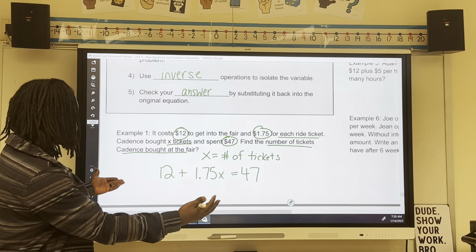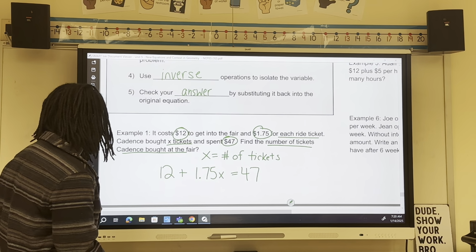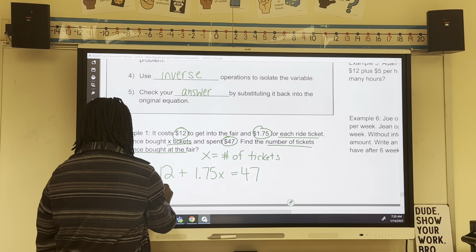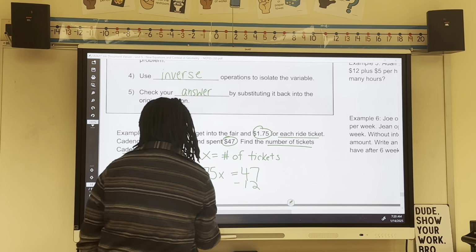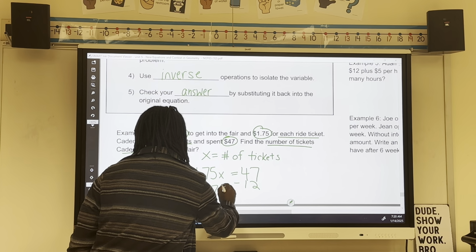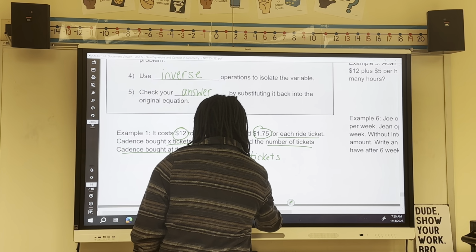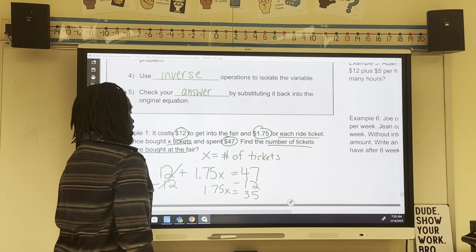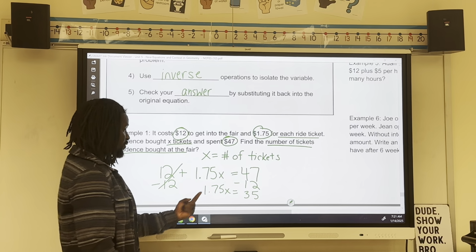Then from there, to solve this, I just use my inverse operations. I subtract 12 because I'm trying to get the x by itself. Subtracting 12 gives me 0 on the left, so I have 1.75x equals 35. Then to get the x by itself, this is multiplication.